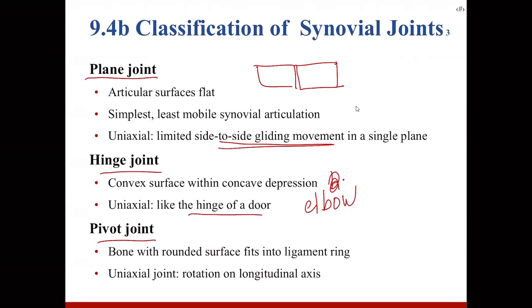Okay, a pivot joint. So when you have a bone with a rounded surface that fits into a ligament, they only go in one direction as well. And this is the way that your radius and your ulna work. And the dens and the atlas, so the top vertebrae in your head, in your neck.